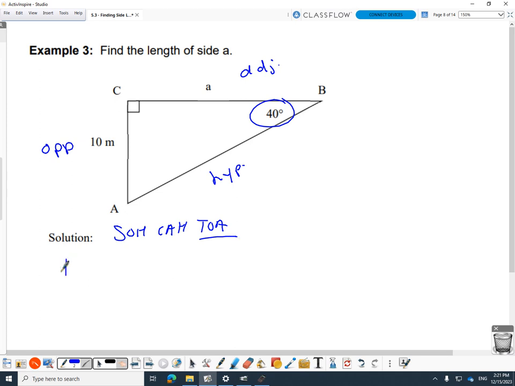So 10, 40. What's the opposite side? 10. What's the adjacent side? A. Now listen, friends. If you don't use cross multiply, you better know what you're doing. Those people are like, do I have to put it over 1? No, but you better know what you're doing.